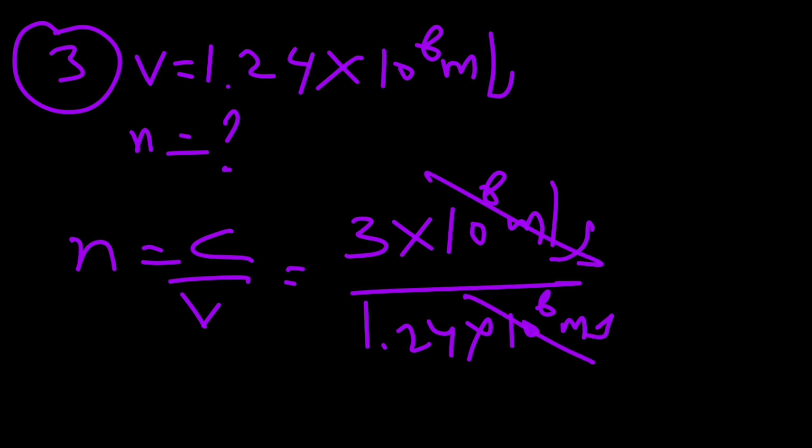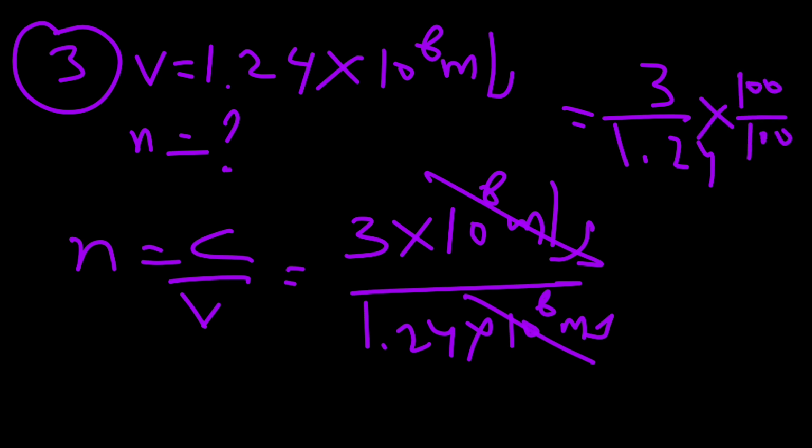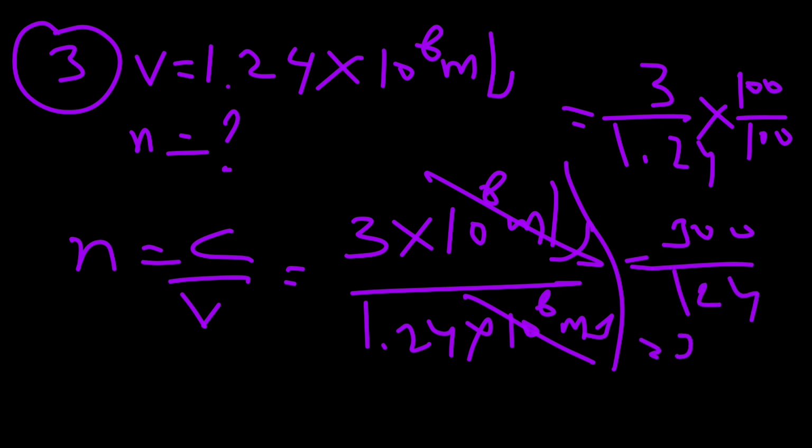Both get cancelled. What will remain? 3 by 1.24. Let's multiply by 100 on both sides. What do you get? 300 by 124. And finally, when you divide it, you will get the value 2.42. So this is the approximate value. This is nothing but the refractive index of diamond, 2.42. You get it?